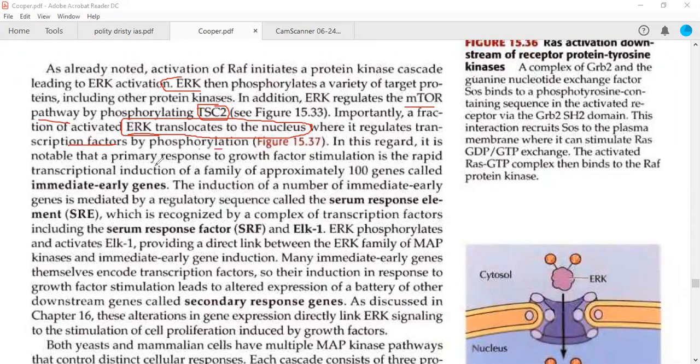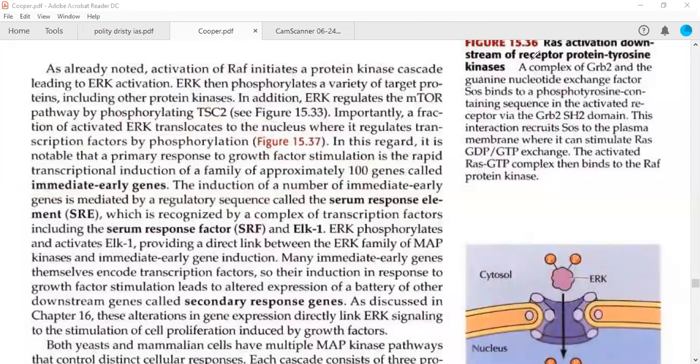In this regard, it is notable that the primary response to growth factor stimulation is a rapid transcriptional induction of a family of about 100 genes, which is called IEG, immediate early genes. So these are called IEG, that is immediate early genes. And in this family, there are about 100 genes which are under the direct control of this ERK. And you know, this ERK is your MAP kinase from our previous discussion. So this MAP kinase will be phosphorylated and will move inside the nucleus where it will phosphorylate a number of proteins and transcription factors.